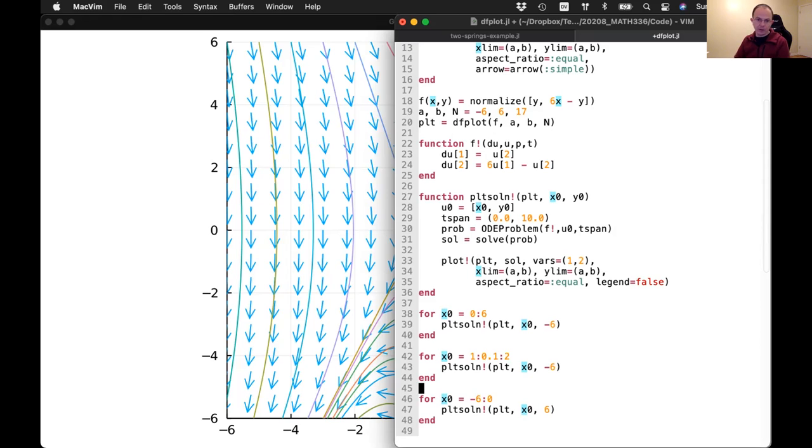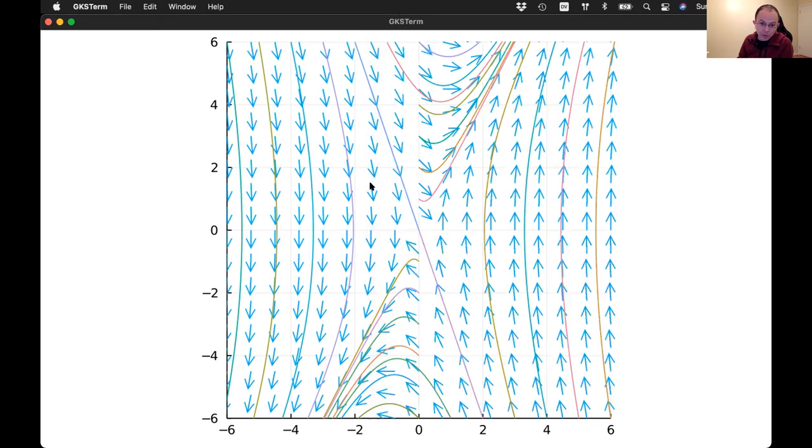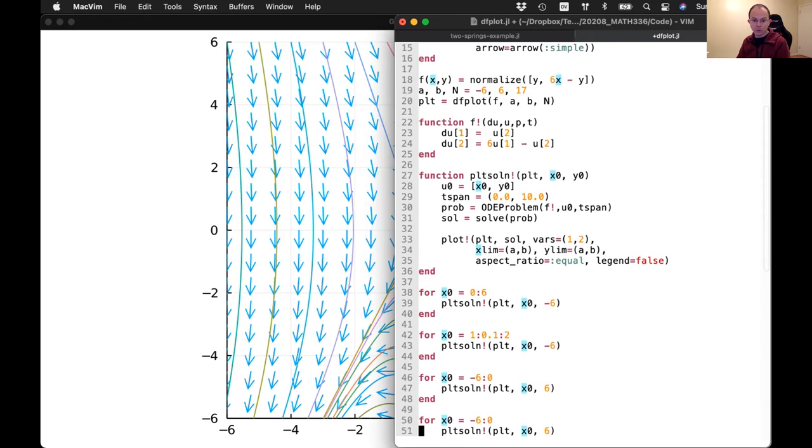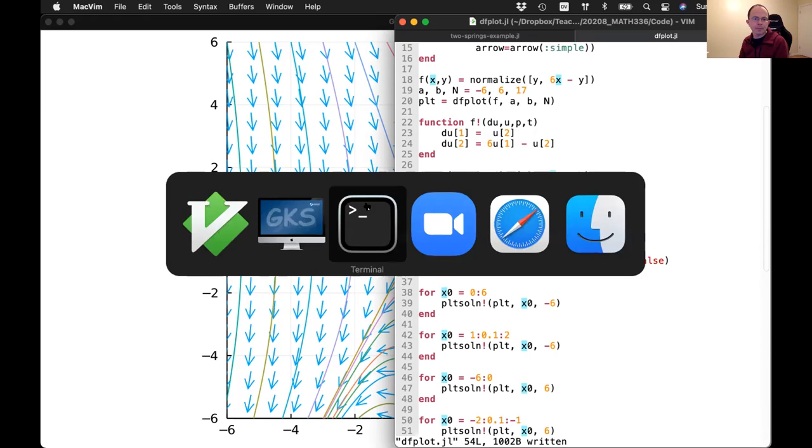And then I'll do the same thing at the top. So at the top, I'm going to go between -2 and -1. So I'll do from -2, steps of 0.1 to -1. Okay.